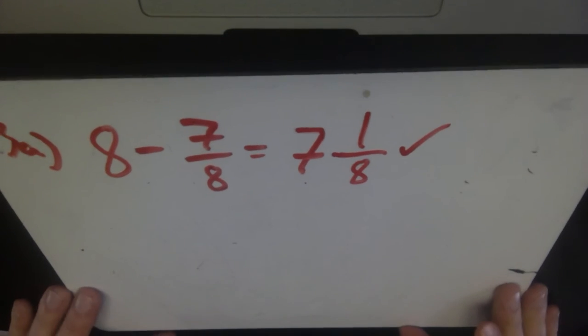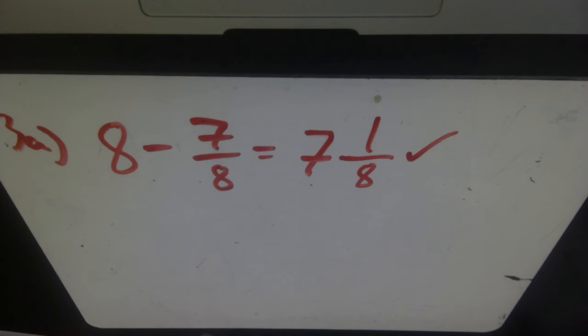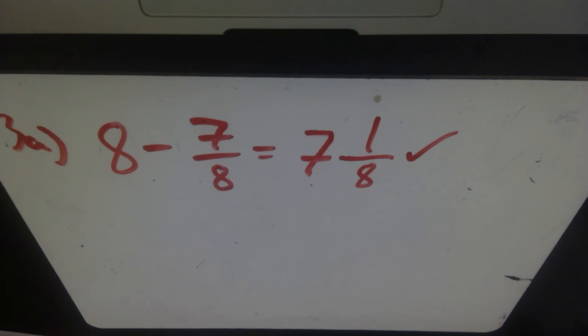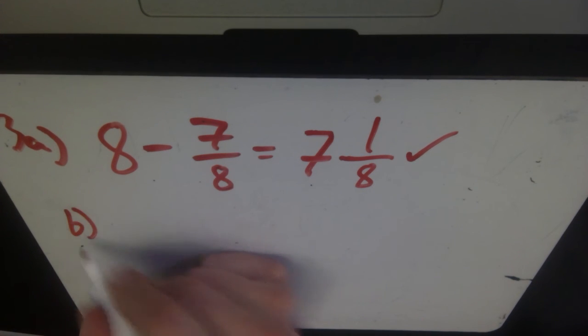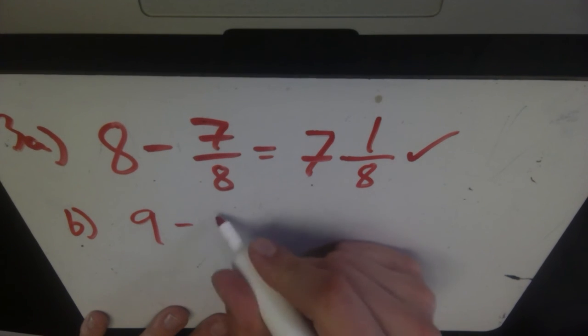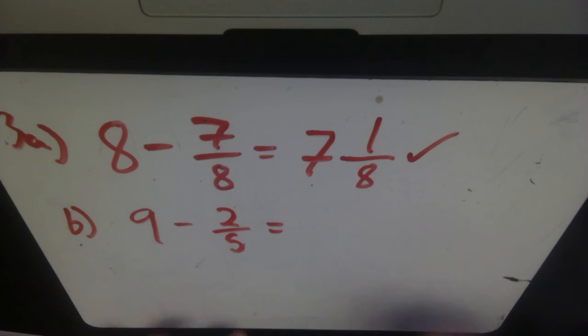You might have done this in a different way, like I said. You might have changed this 8 into a mixed number, such as 8 and 8 over 8, and then subtracted the 7 over 8, but we'll get to the same answer. And as we go through B, C, and D, hopefully you'll start to pick up on this working backwards. So let's look at B. I have 9 subtract 2 over 5 equals what?